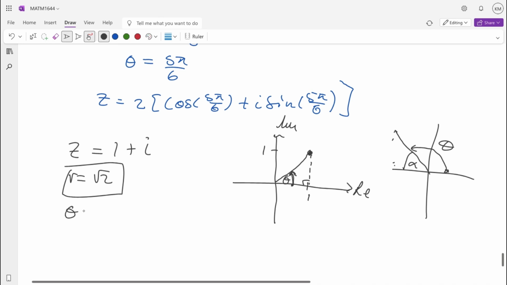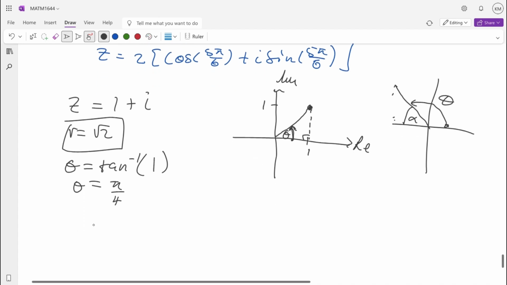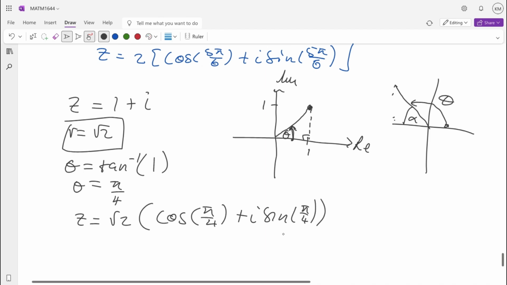Then theta is just going to be arctan of 1 over 1, which is 1. So we get our angle as pi over 4. That will be theta. Theta is pi over 4. Then z is just going to be root 2 into cos of pi over 4 plus i sine of pi over 4. So that is the idea.